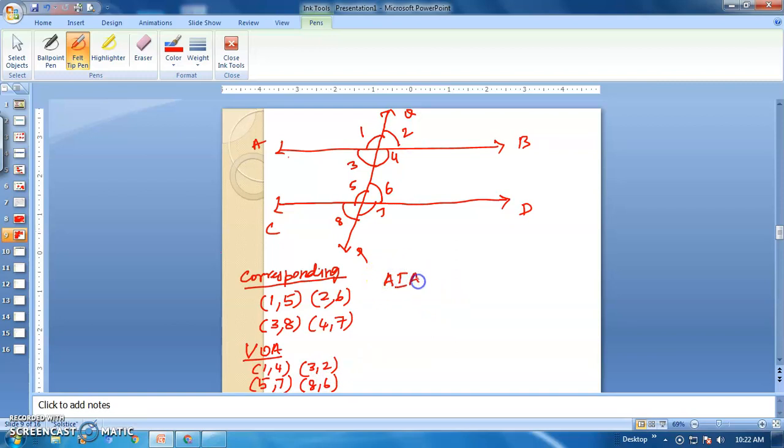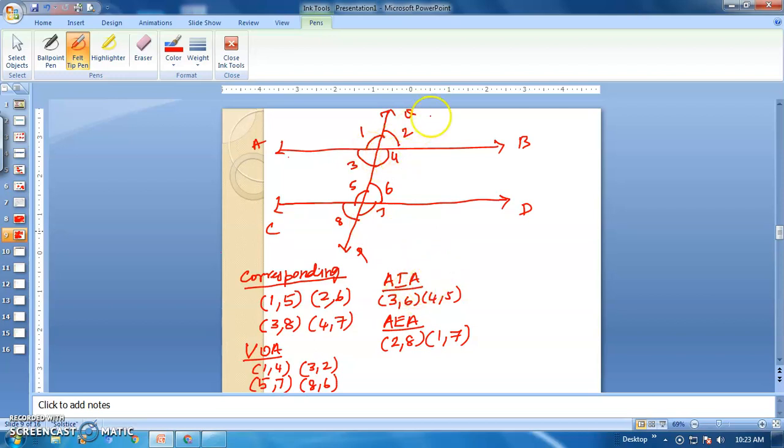And next one, alternate interior angles, AIA. So these are the 4 interior angles. The alternate ones mean 3, 6 and 4, 5. So next one, alternate exterior angles, AEA. They lie alternately but in exterior position, meaning 2 and 8, and 1 and 7. So these are the alternate exterior angles. And there is one more property, which we will see later. So these are the types of angles here.